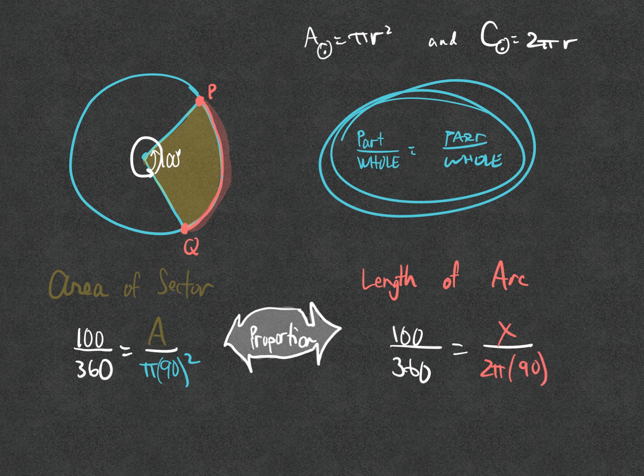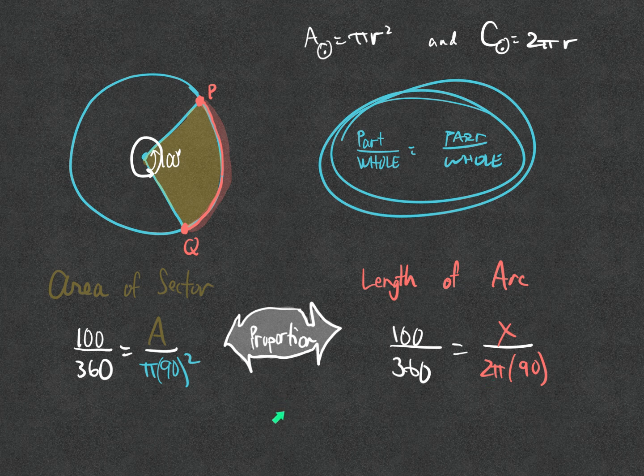So this is how I would solve any problem involving the area of a sector or the length of an arc. You'd set up a proportion and use the part over whole idea. Central angle part over whole, area of the sector over the whole area. Central angle part over whole, the length of our arc PQ divided by the whole arc, which is the circumference.